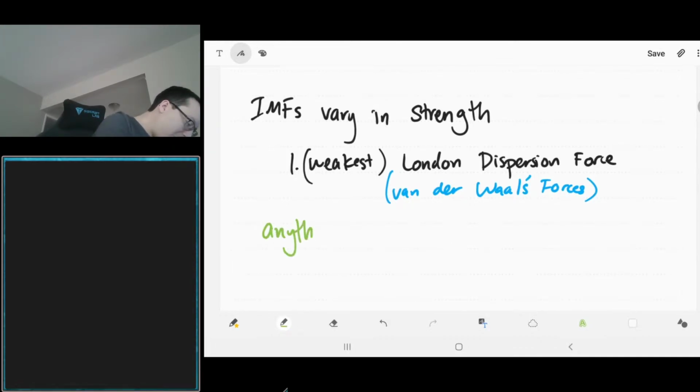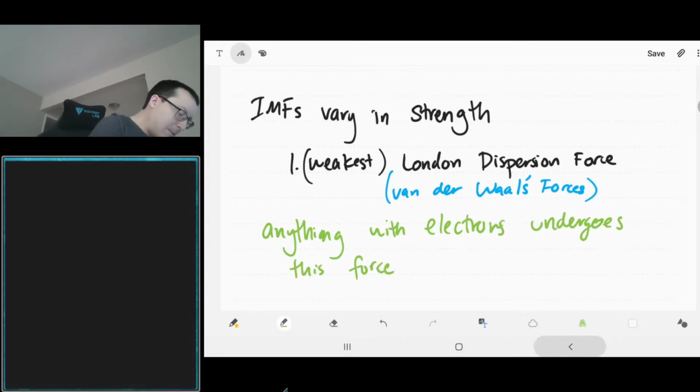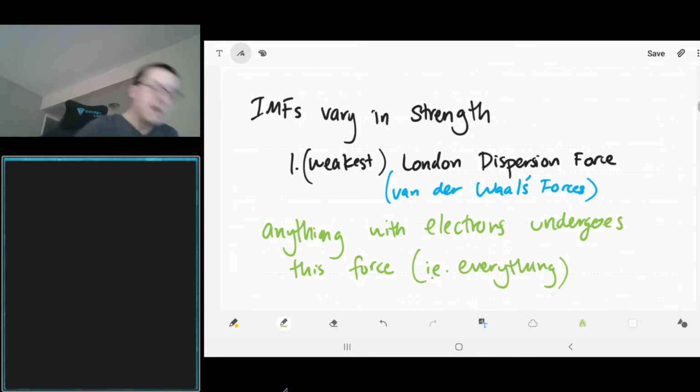Okay, so anything with electrons will undergo this force. And of course, we know that atoms typically have electrons, unless it's like an H plus ion, but by and large everything has electrons. So every single thing in our chemistry universe here can undergo these London dispersion forces.